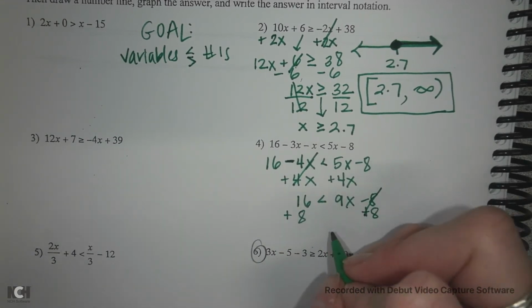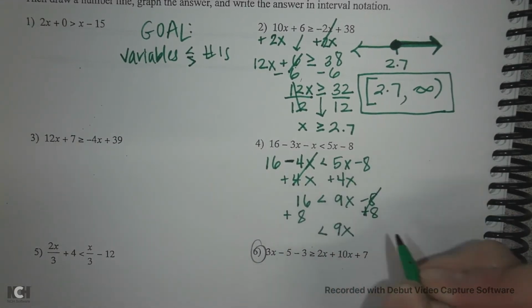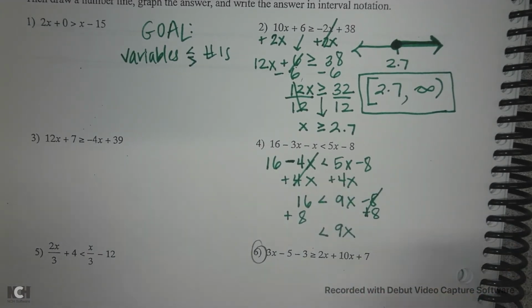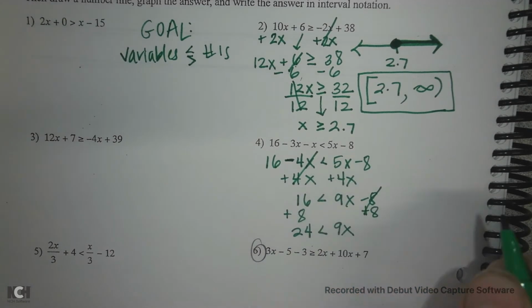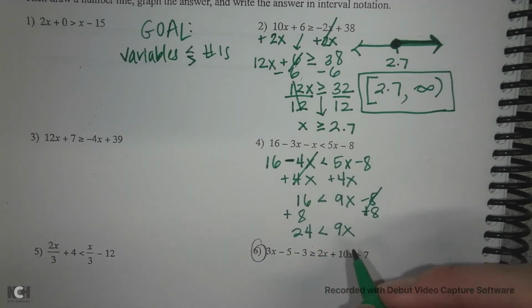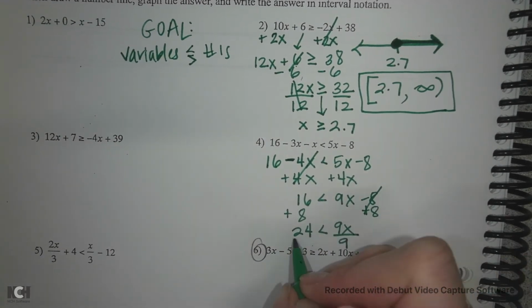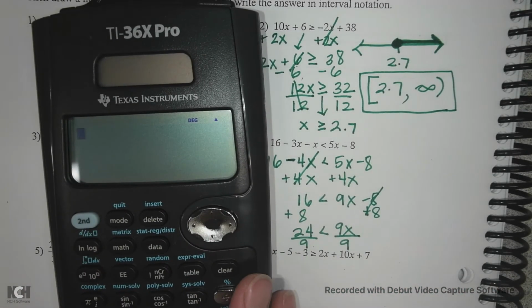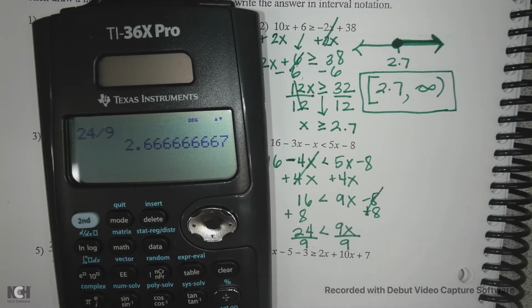The 8's go away on the right-hand side, leaving 9x. On the left, I have 16 plus 8, which is 24. Then we want to get our 9 by itself, so we're going to divide each side by 9, which again is not going to be nice, which is fine. Decimals are fine. Or you can leave them as fractions.